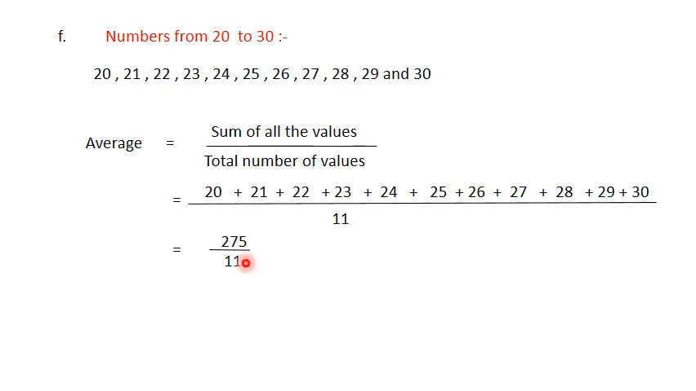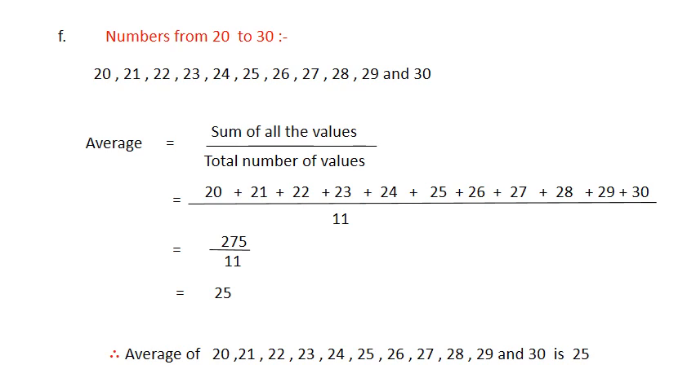And if you divide, 11 twos are 22. Come on, start doing. Just tell me the answer. What is the answer of 275 divided by 11? 11 twos are 22. 7 minus 2, 5, 5. 11 fives are 55. So your answer is 25. Very good. So what do we have to do now? We have to write down the final answer. Either you can take numbers from 20 to 30 or you write down all the numbers. Average of 20 to 30 is 25.